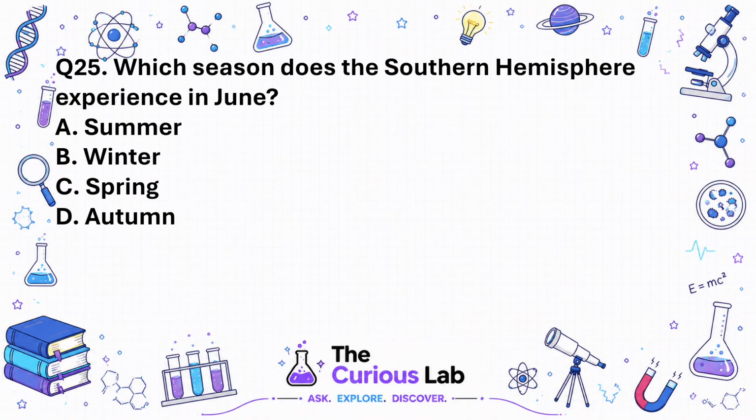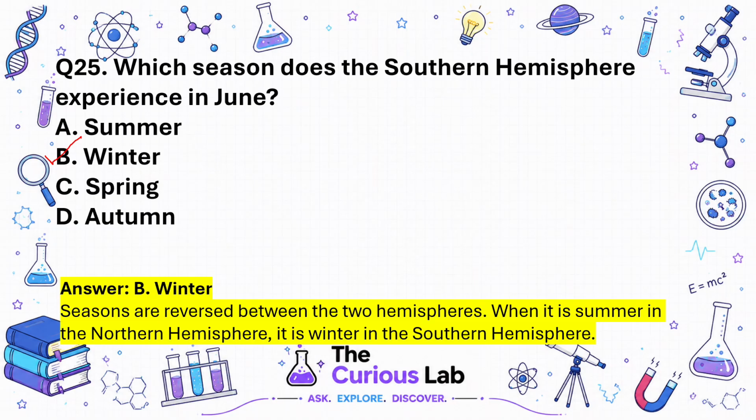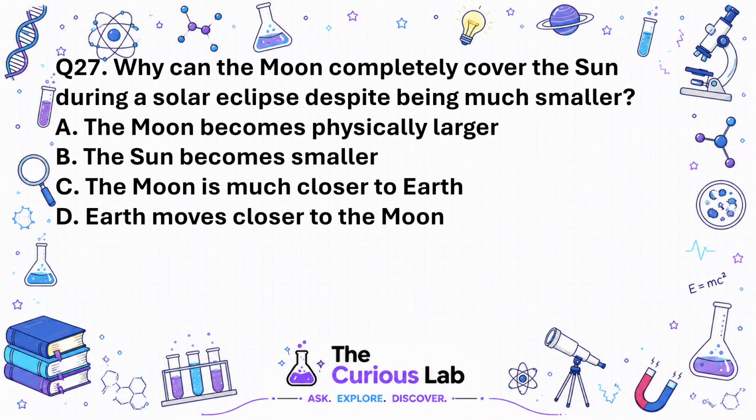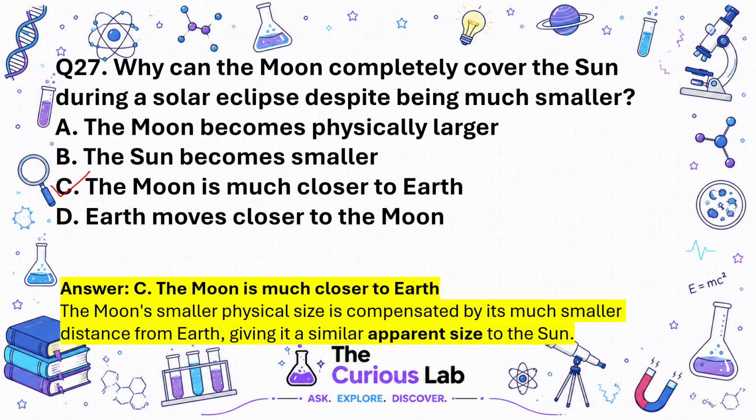Which season does the southern hemisphere experience in June? We know in northern hemisphere in June we have summers, so southern hemisphere has winters. Next question. A solar eclipse occurs when? So the answer is B, when moon comes between sun and earth. Why can the moon completely cover the sun during a solar eclipse despite being much smaller? So the correct answer is the moon is much closer to the earth. Since it is much closer, so it can completely block the sun.